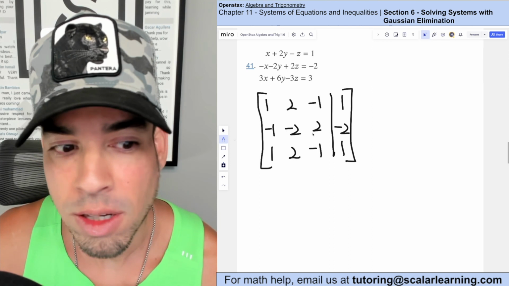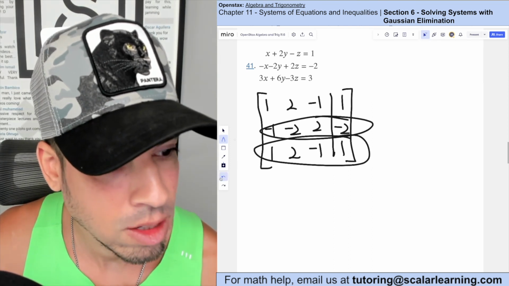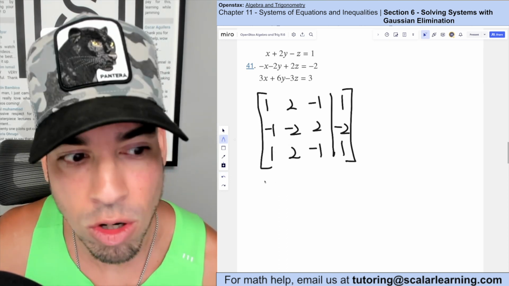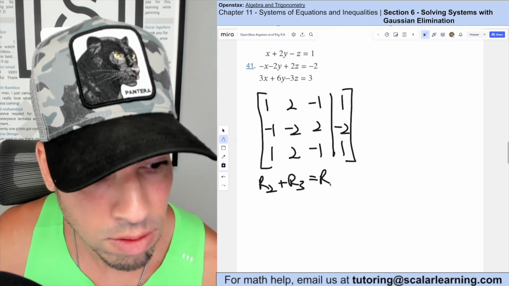Great. The first thing I want to do is I'm actually going to add row 2 to row 3, because that's going to nicely, just as is, zero out both of these, which we do want eventually. So I'm going to say row 2 plus row 3 is going to give us a new row 3.